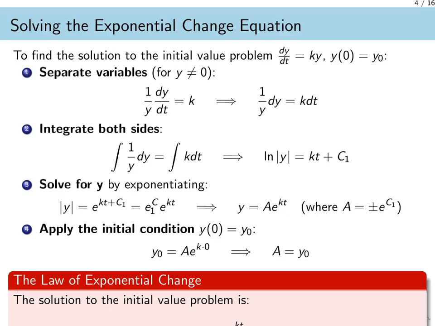The final step is to apply the initial condition that y equals y0 when t is 0, which reveals that the constant A is simply our starting value, y0. This process gives us the final solution, the law of exponential change. y equals y0 times e to the power of kt.